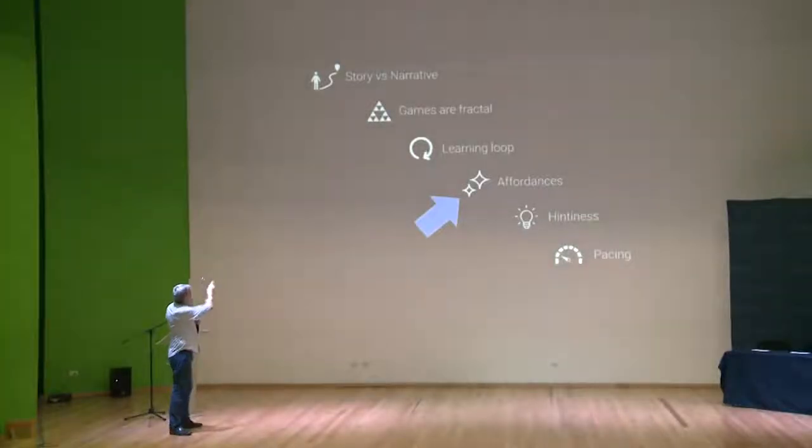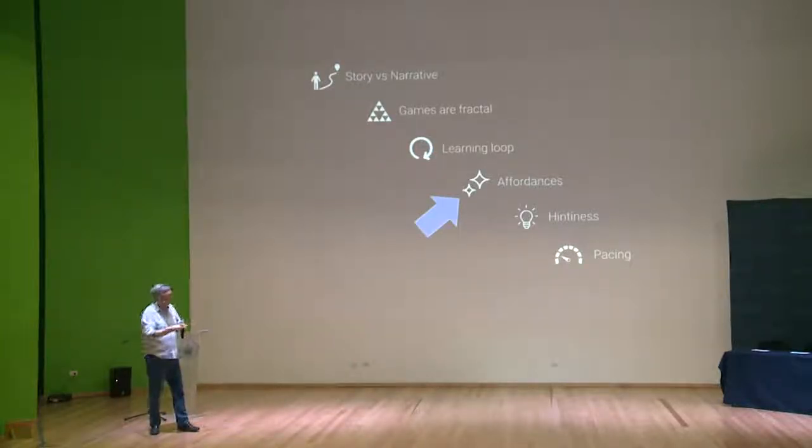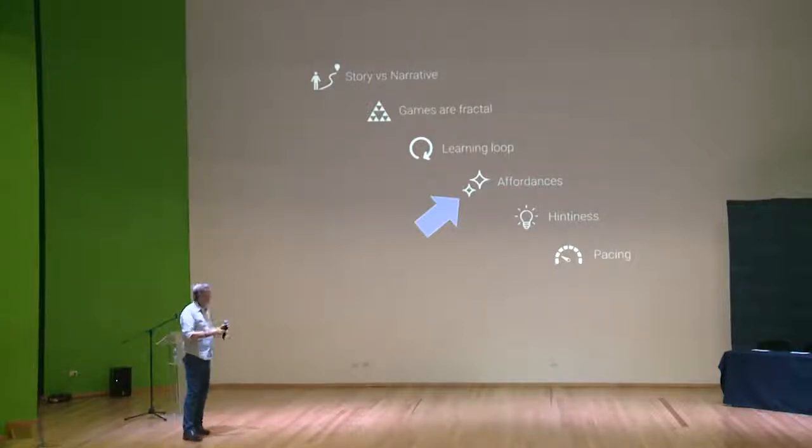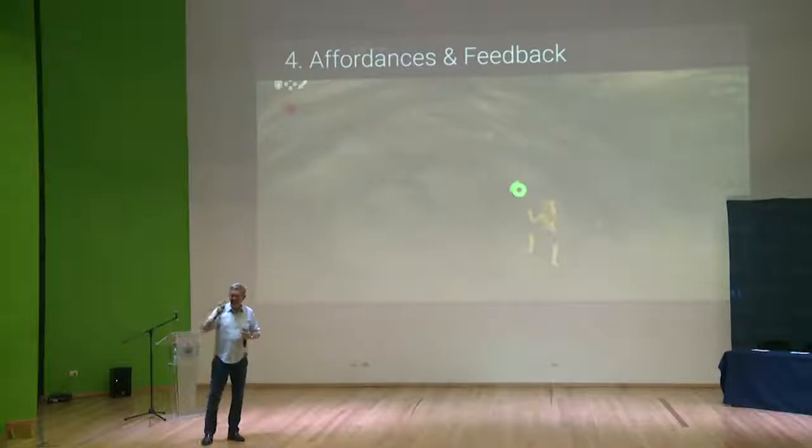So now we've covered the first three things. These first three, I would argue, are about taking the problem and breaking it down. The next three are about building it back up again. So, affordances and feedback. I'm going to go back to Breath of the Wild.